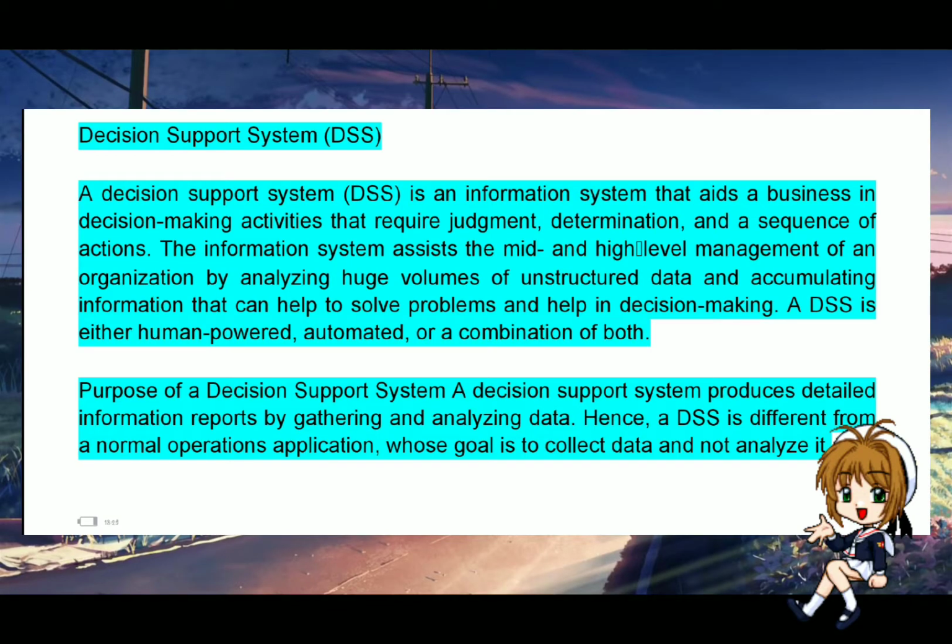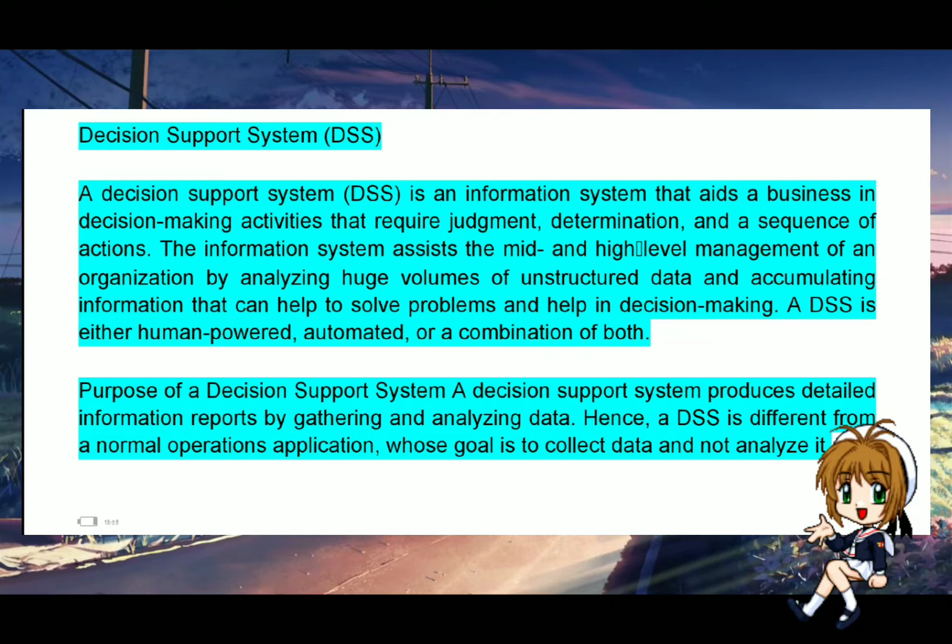Decision Support System, DSS. A decision support system is an information system that aids a business in decision-making activities that require judgment, determination, and a sequence of actions. The information system assists the mid- and high-level management of an organization by analyzing huge volumes of unstructured data and accumulating information that can help to solve problems and help in decision-making. A DSS is either human-powered, automated, or a combination of both.